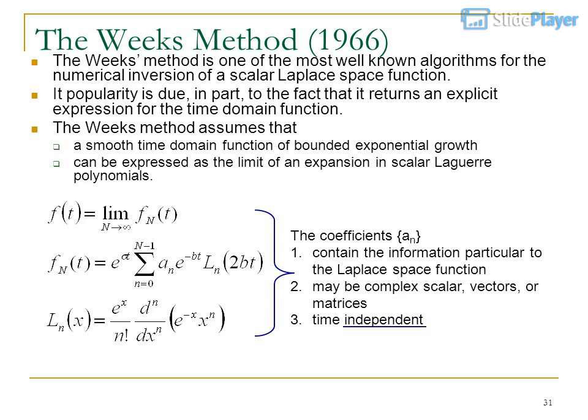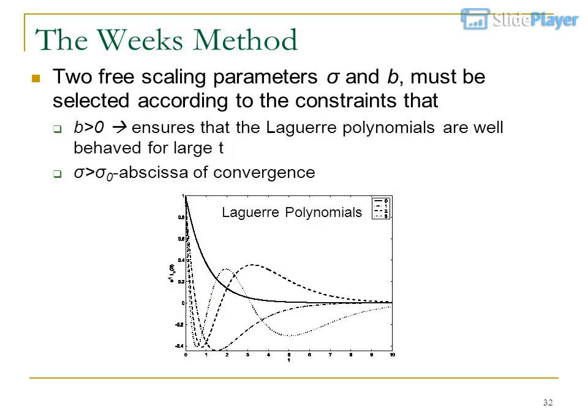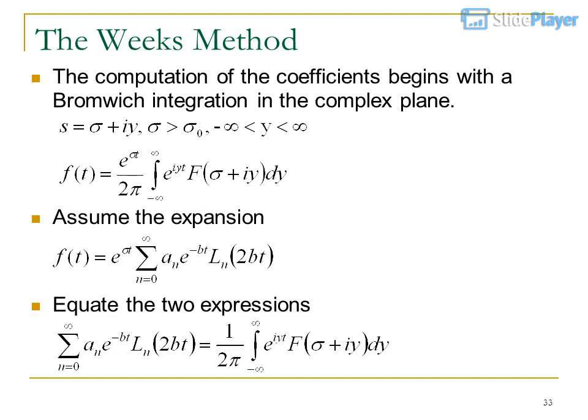Time independent. The Weeks method. Two free scaling parameters, sigma and b, must be selected according to the constraints: b greater than 0 ensures that the Laguerre polynomials are well behaved for large t, and sigma is greater than sigma 0, the abscissa of convergence.